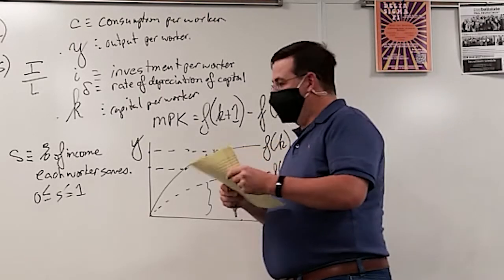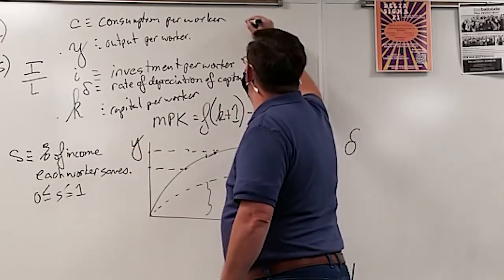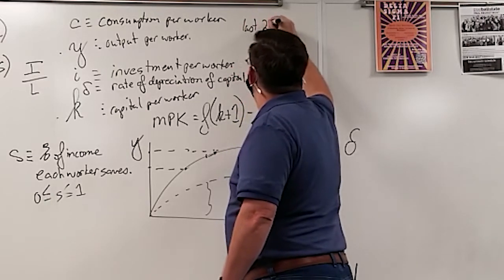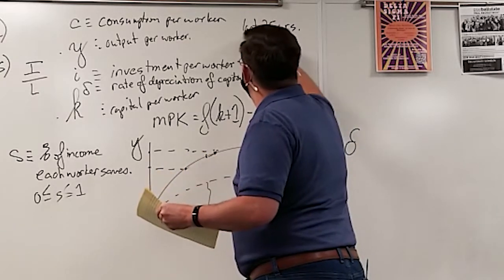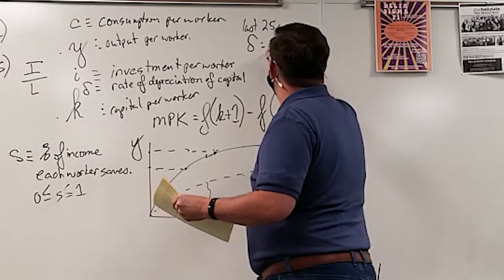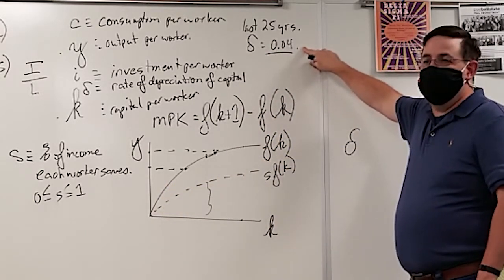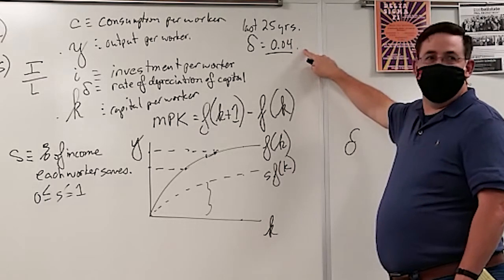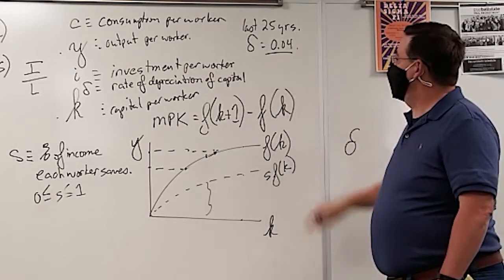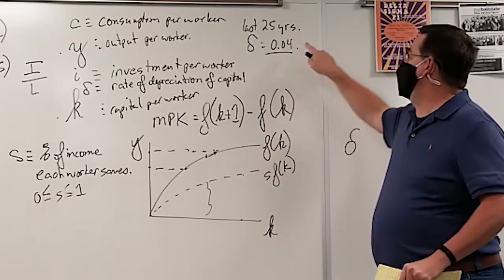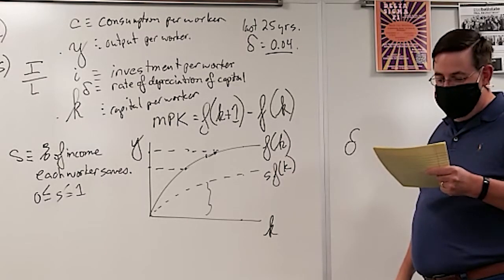So for example, if you own a machine and it lasts for 25 years, we would say that the rate of depreciation is 0.04. Every year it wears out by about 4%. And after 25 years, the last 4% wears out and it's gone. Are you with me? Whatever your total stock of capital is, it is going to be depreciating by 4% every year. All of the machines are depreciating at that rate.